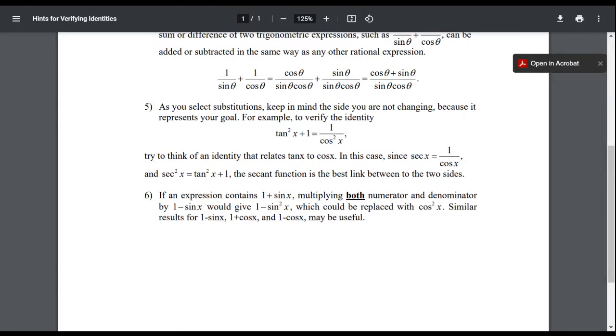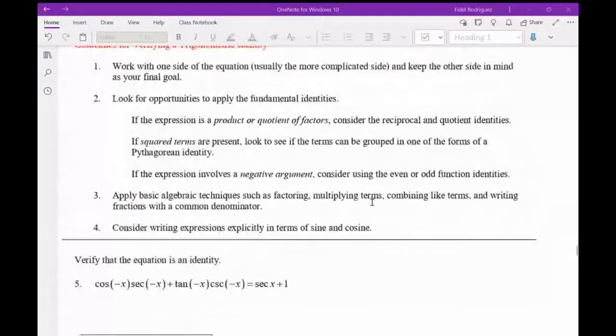And then it says if an expression contains 1 plus sine x, multiply both the numerator and denominator by 1 minus sine x, which would give us 1 minus sine squared x, which then could be replaced with cosine squared x, okay? So we're going to use some of these hints in doing our problems, okay? So let me stop sharing this, come back to our notes, and see if we can't figure this out.